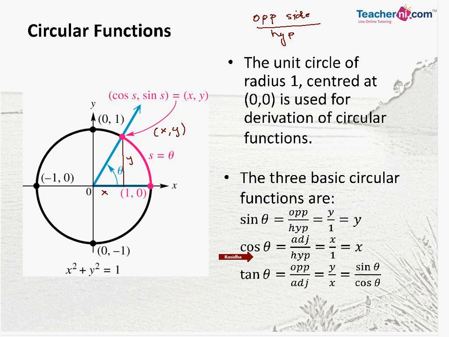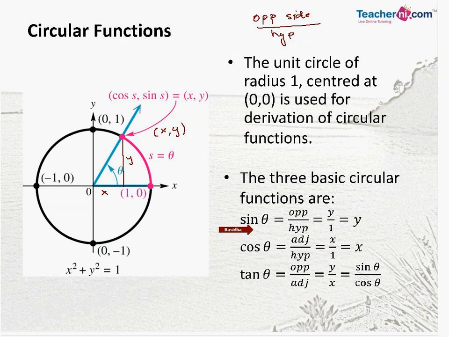And cosine theta, that is the adjacent side over hypotenuse. Now, what is the adjacent side here? Side adjacent to this angle theta. What is the side adjacent to it? It's x. So x, and the hypotenuse is 1, over 1, which is x.